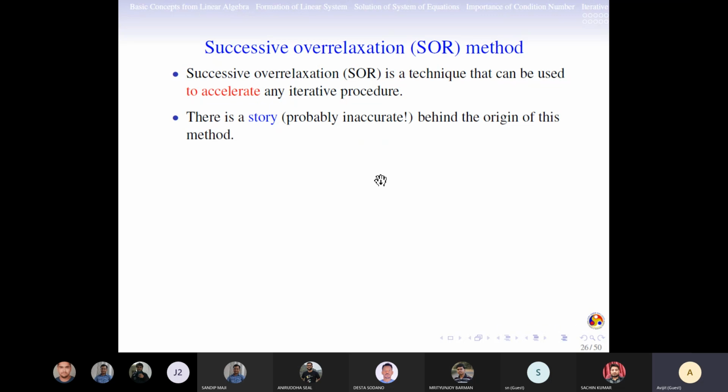It may be a fake story, but I have added the story here so that it helps us to remember the mechanism in the future, because every time we listen to a story, it helps us to remember things, right? That's why we have added the story here.